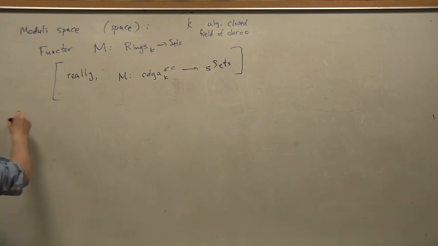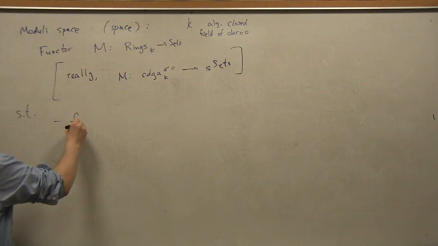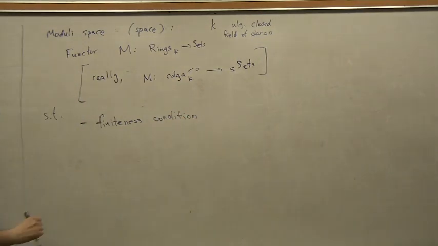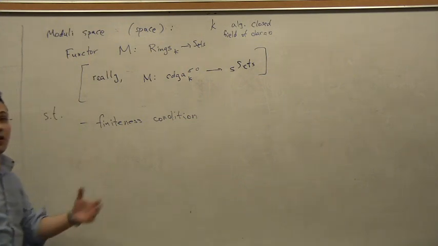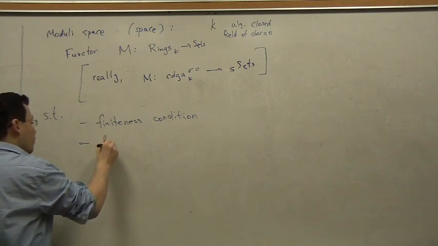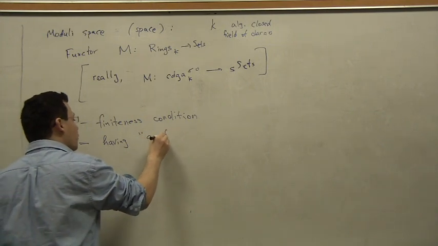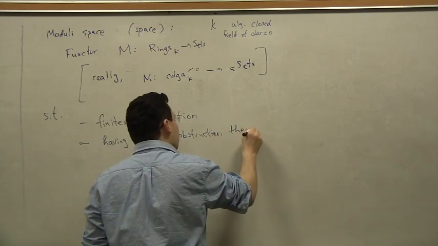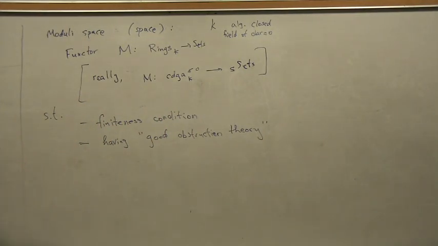So I want it to satisfy two conditions, which I will say only vaguely what they are. There's a finiteness condition, so it can't be too big. It's something like almost of finite type in varieties. And the other is having good obstruction theory. So, in some sense, the second condition is rigged so that this kind of deformation theory story would work, although it's a slightly different formulation. So that's all I will mean by moduli space.